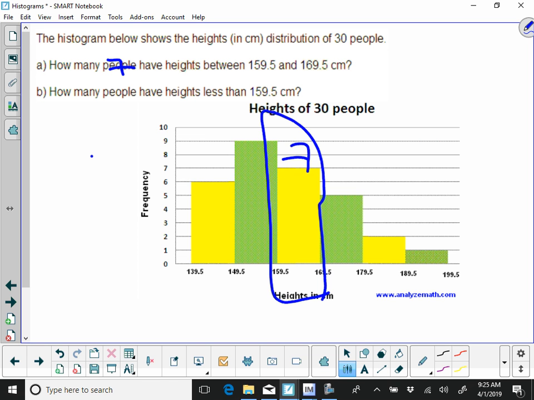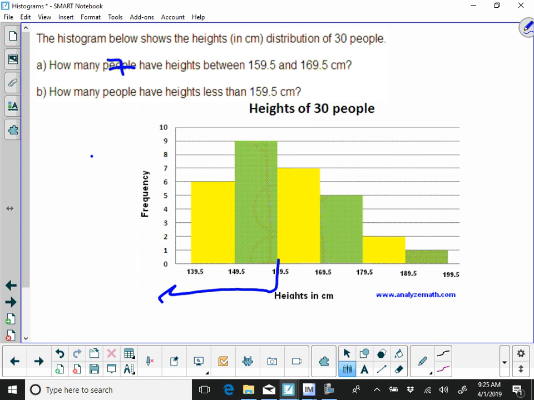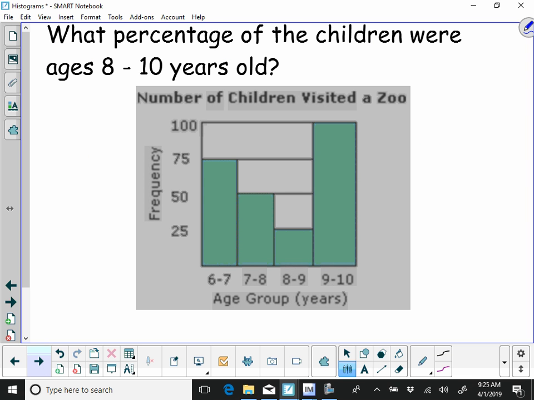Then it says how many people have heights less than 159.5? So less than 159.5 is from here on. So that would be 6 plus 9, which is 15. Okay? All you're doing is reading a chart and looking at what it says. That's all you're doing. Okay? All right, this one is very hard to see on your paper. Like it's a complete black blob on your paper, I think.